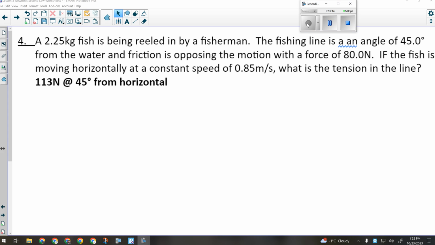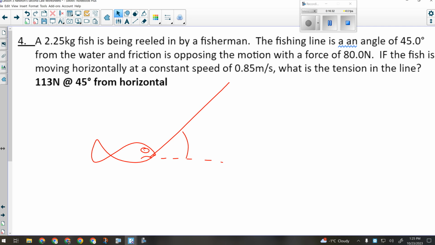Okay, so the fishing line is at an angle of 45 degrees from the water. Okay, so the line goes like this. Okay, it is 45 degrees out of the water. Okay, friction is opposing. It says the fish is moving horizontally. That means that friction acts straight backwards with 80 newtons worth of force. Okay, we know we're looking for the tension in the line. Everybody with me on that?